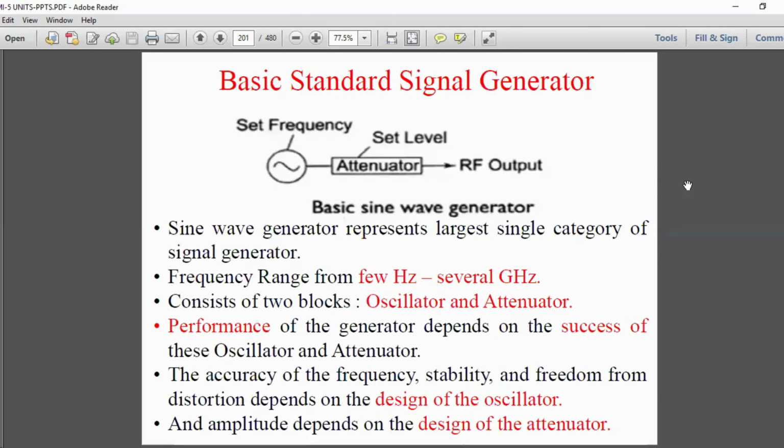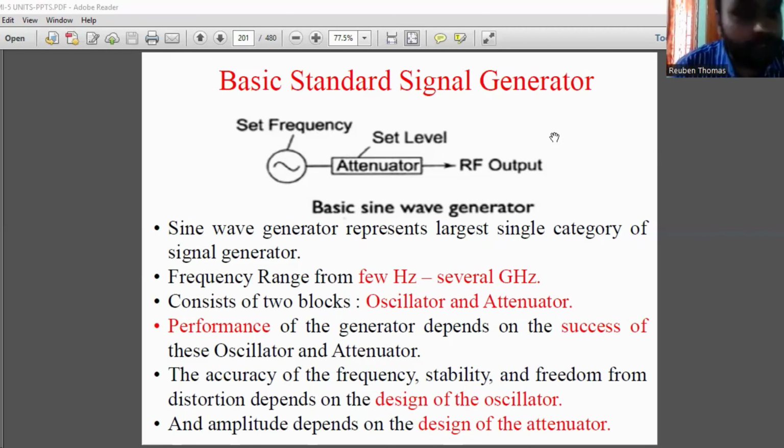And the basic standard signal generator, this is the basic sine wave generator, where we set the frequency, set the level of the attenuation, and then go towards the RF output. So the sine wave generator represents the large signal category of the signal generator, and the frequency range of this is from a few hertz to several gigahertz.